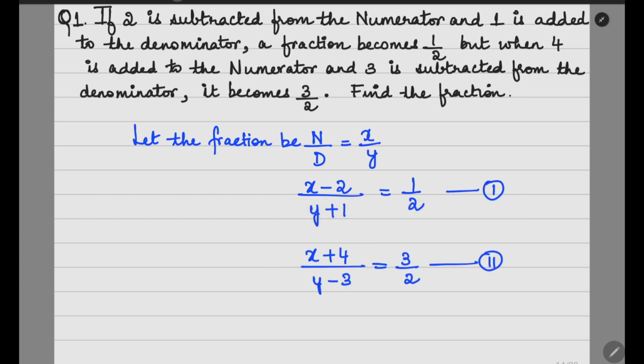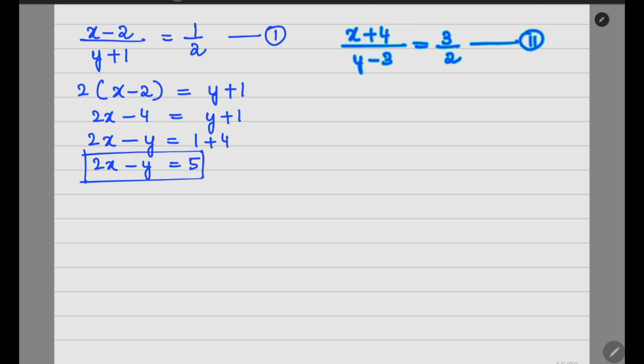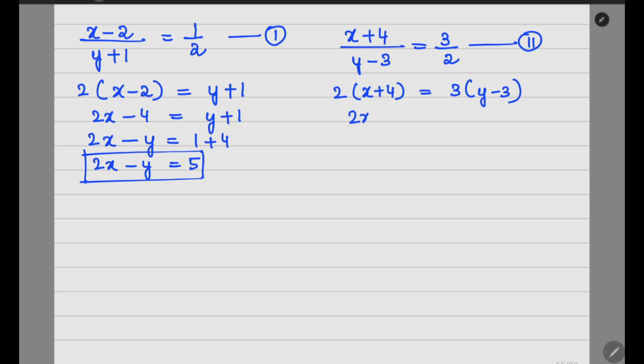The second one is nothing but, let's take the second one. I'll copy it and put it here. So let's cross multiply. So you're getting 2 into x plus 4 is equal to 3 multiplied by y minus 3. Just open the brackets: 2 into x, 2x, plus 2 into 4, 8, is equal to 3 into y, 3y, 3 into minus 3, minus 9.